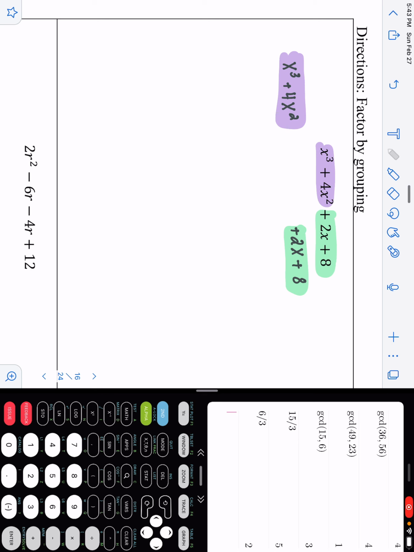All right, so if you need to, let's go ahead and do the first part, the purple part. I have 1 and 4, right? Because in front of the x cubed is an imaginary 1. The GCF there is going to be 1. And then I have x cubed and x squared. The GCF there is going to be x squared. So your GCF here is 1x squared.